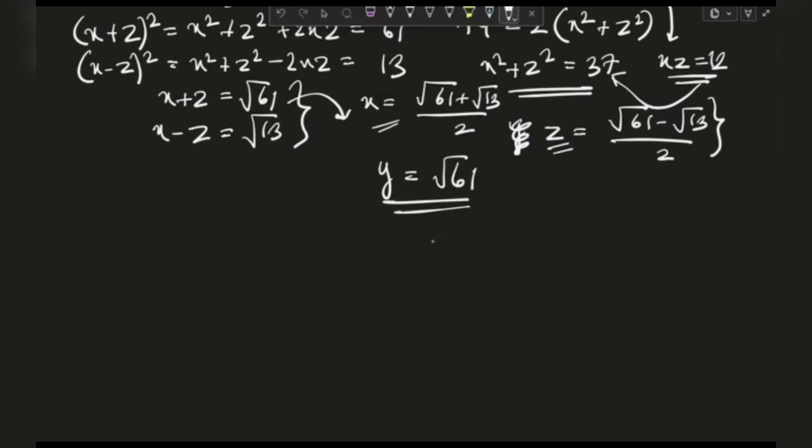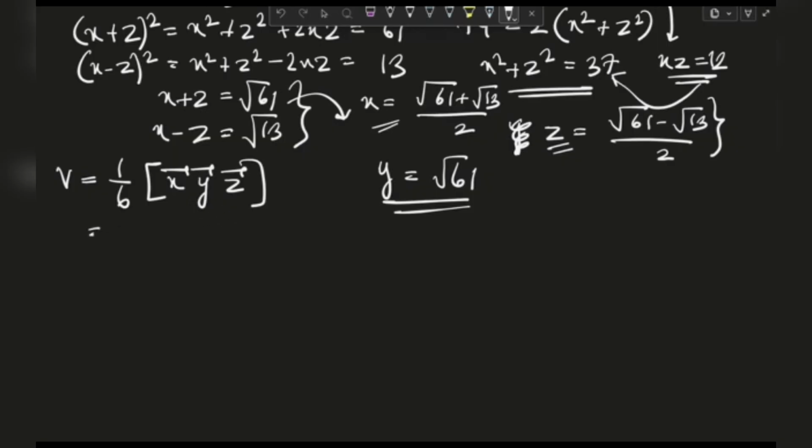Basically our y becomes root 61. And now we have to find out the volume of the tetrahedron. Now volume of tetrahedron is nothing but 1/6 of the box product, or you can say scalar triple product, whatever you want.